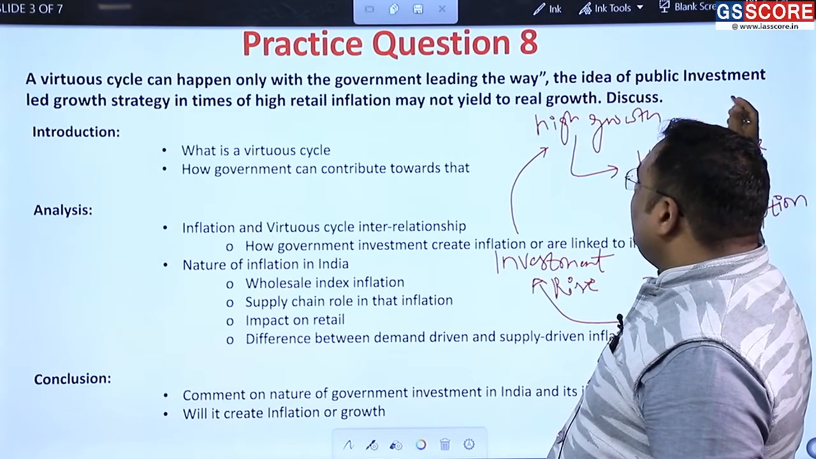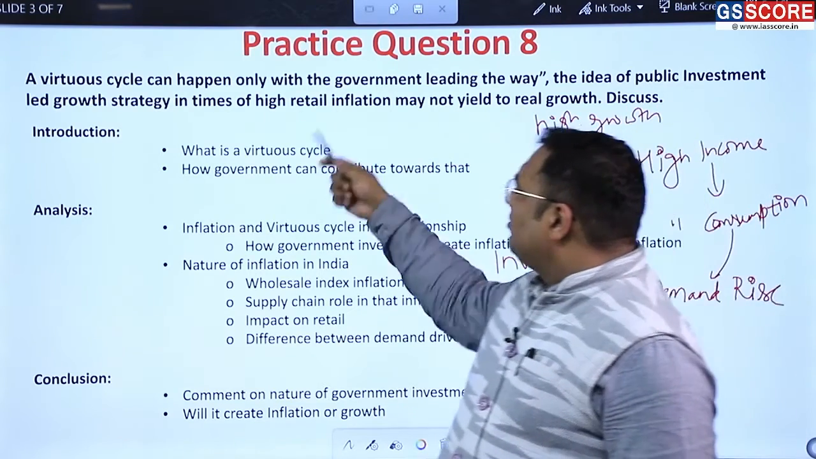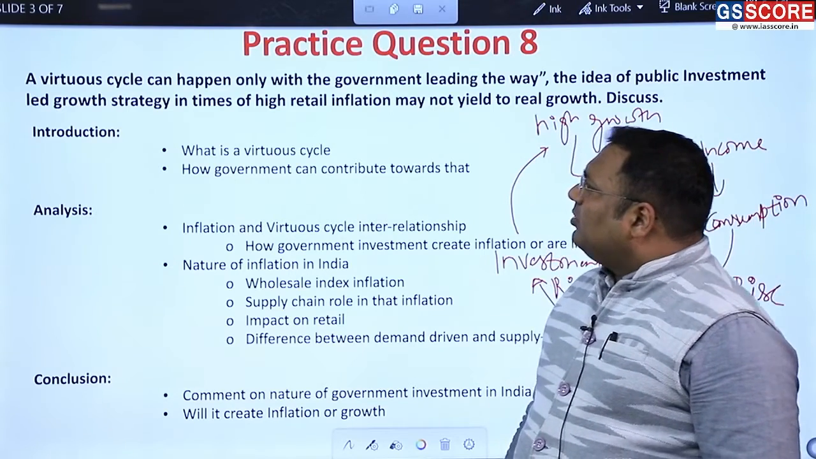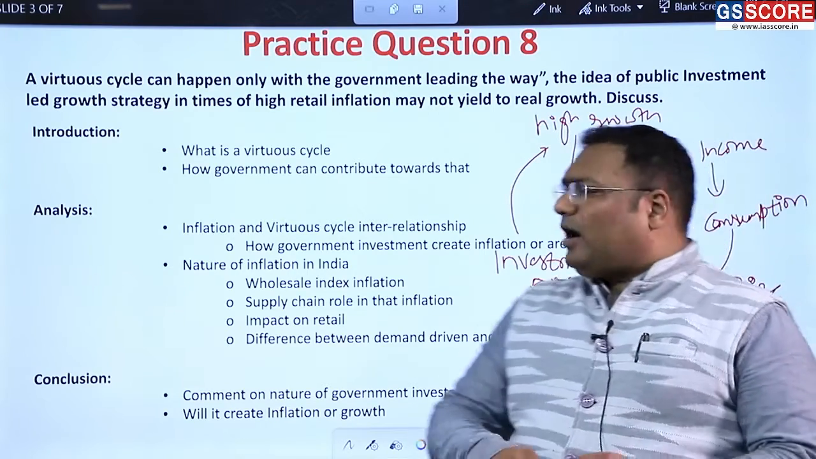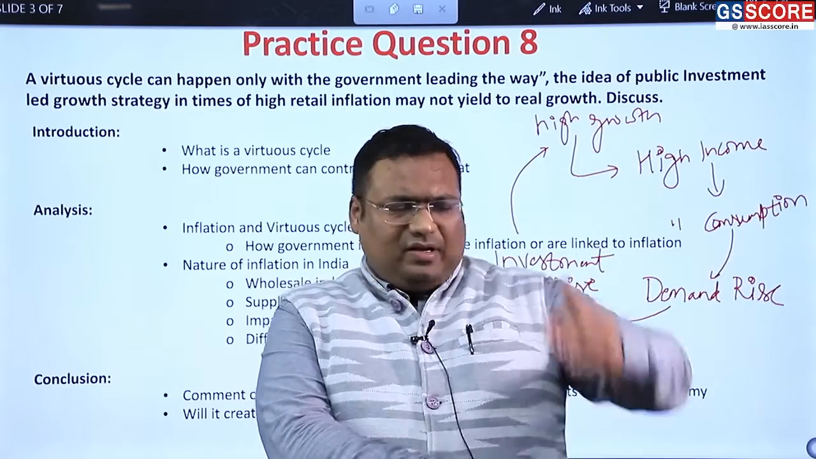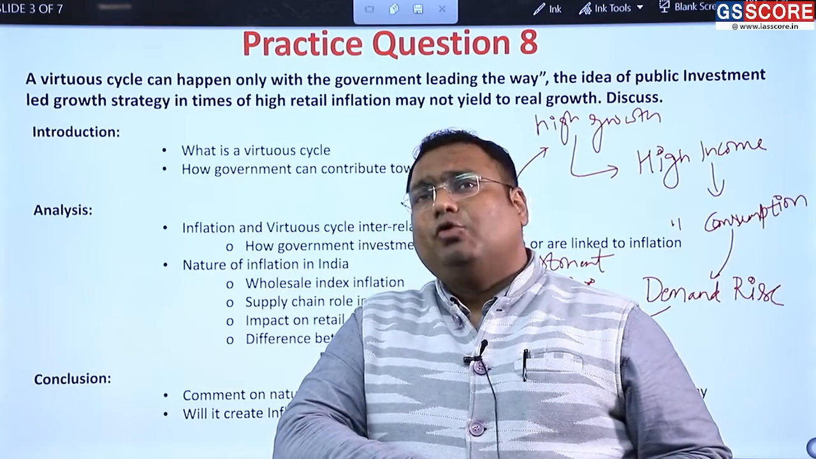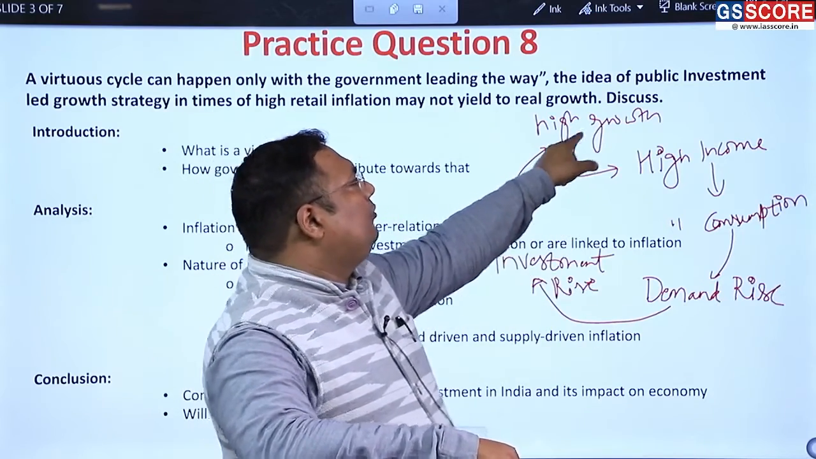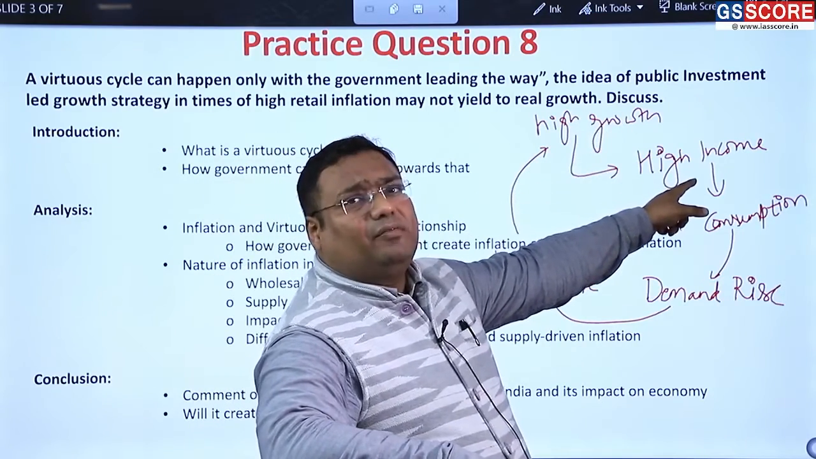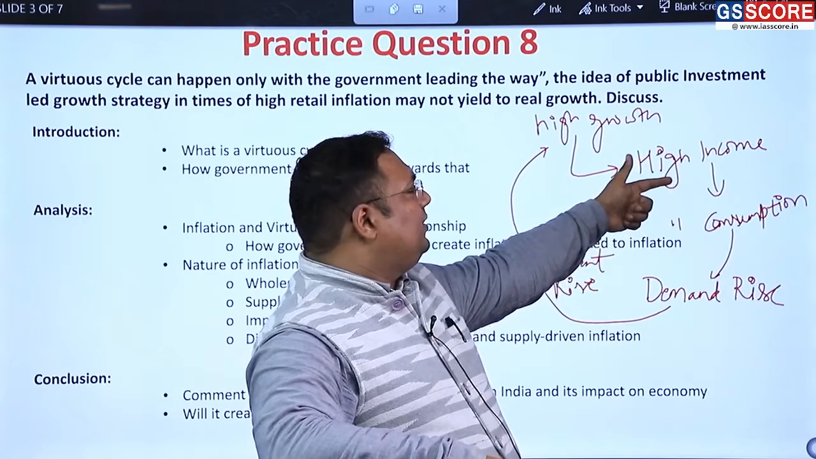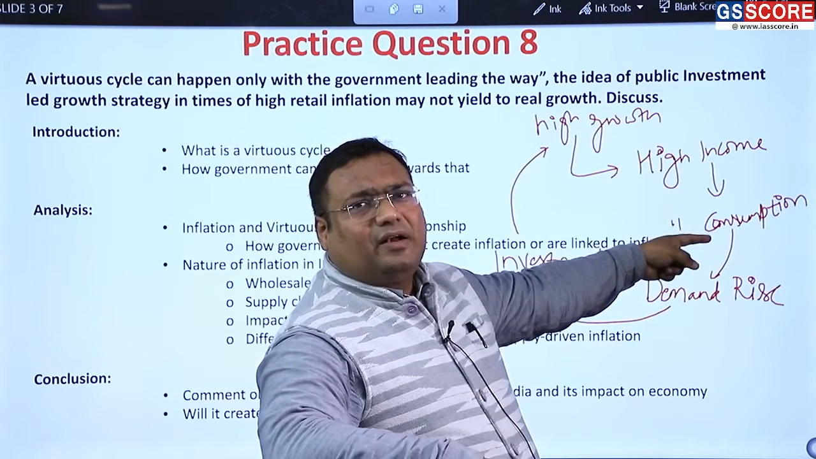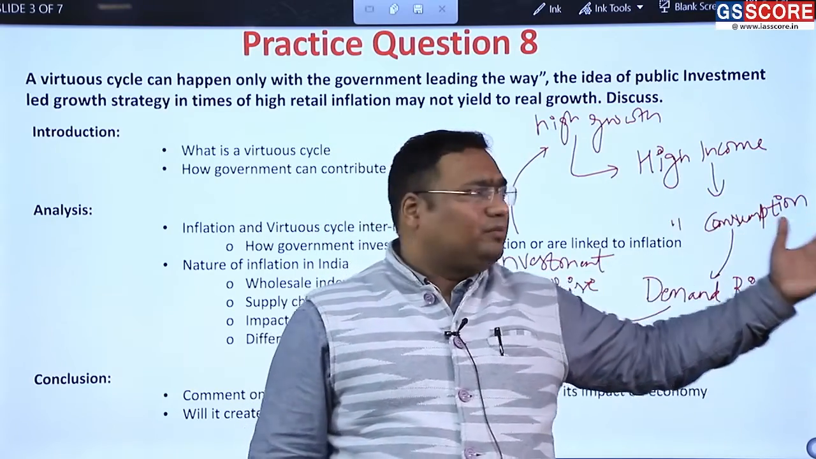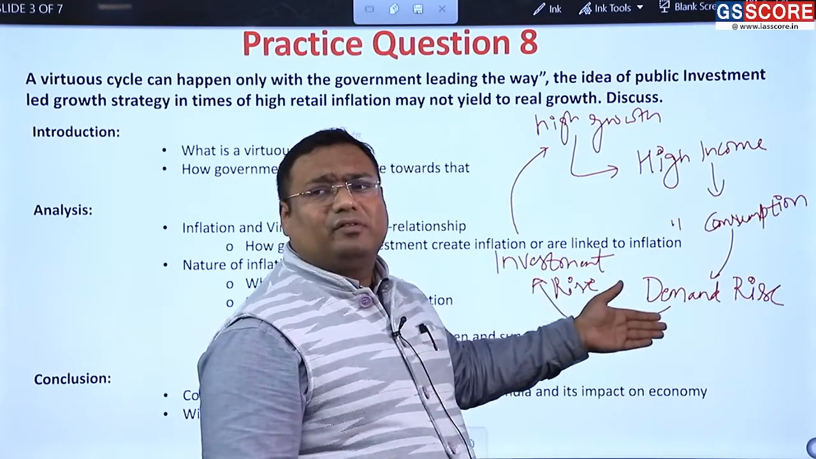Then what is this? The idea of public investment led growth strategy. Okay. So the idea is when economy is having a downturn, when there is low growth, then opposite of this can happen. Because of low growth, incomes are falling or incomes are stagnant. Consumption is stagnant, consumption not increasing. Because consumption not increases, businesses will also not invest.